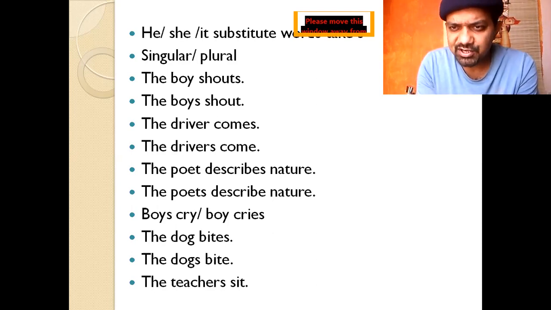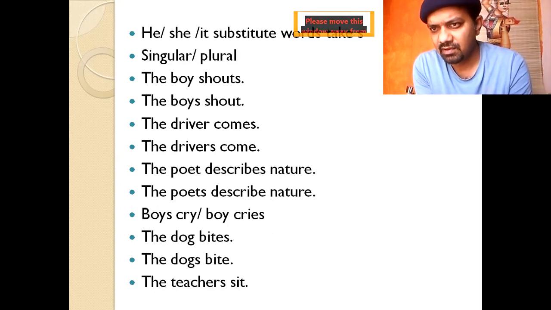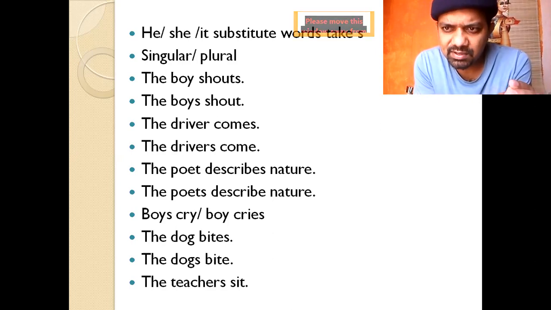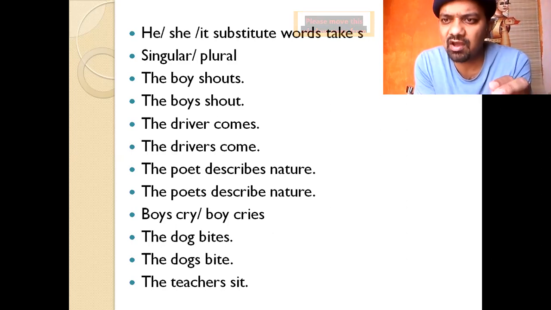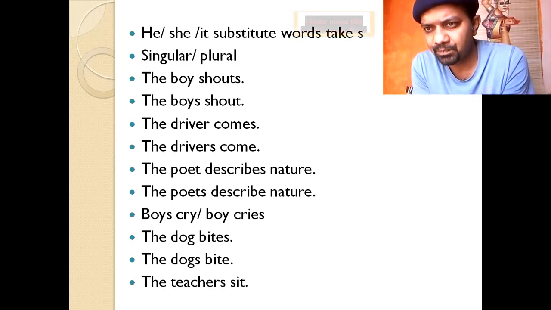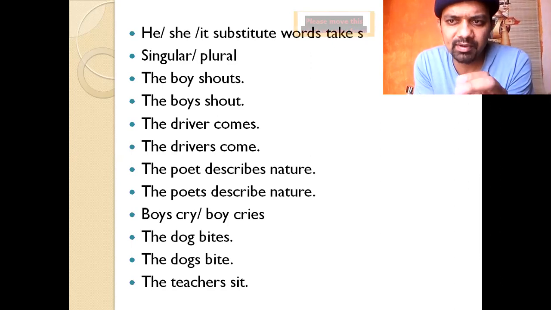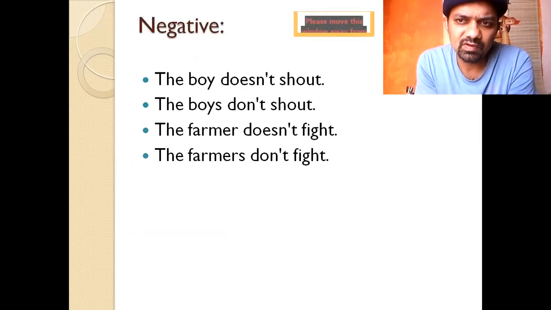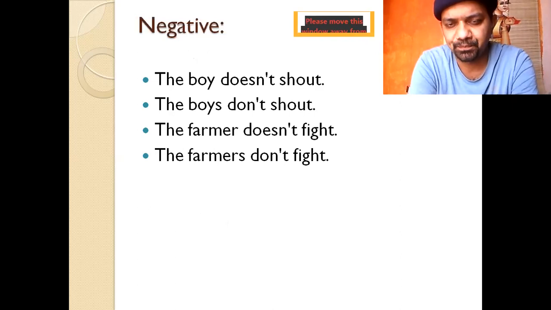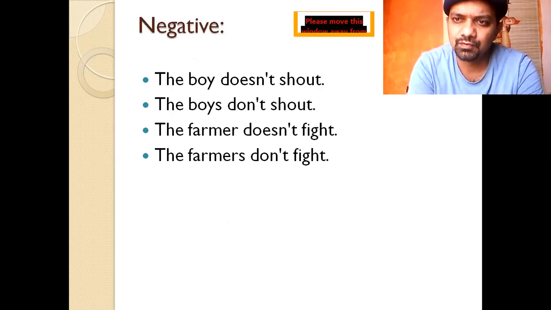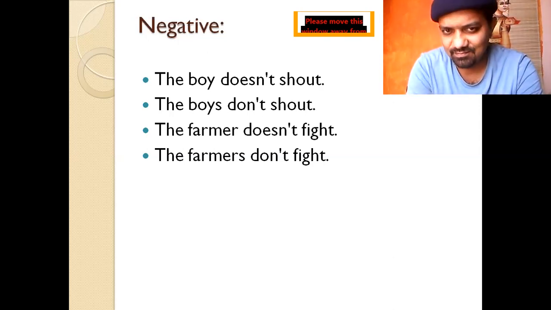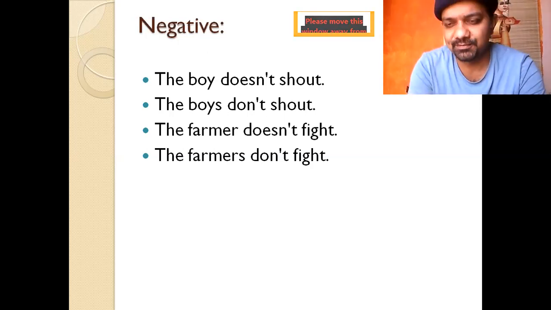When we substitute he, she, it, we must know whether we are substituting he or she or it or they. So choose a verb accordingly. So let us make negative sentences. The boy doesn't shout. The boy shouts. The boys shout. The boy doesn't shout. The boys don't shout.